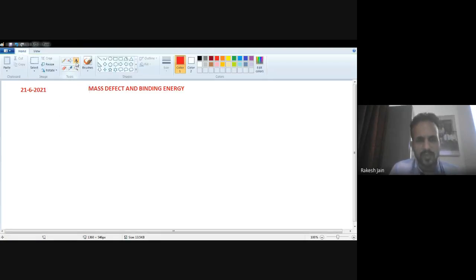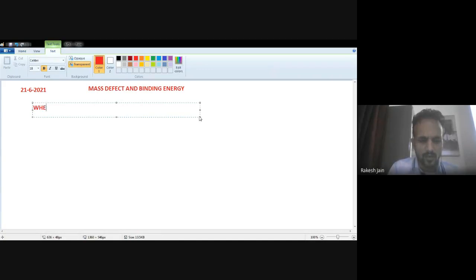First of all, what is the meaning of mass defect? Whenever neutrons and protons meet, or we can say combine, in the nucleus, there is some mass loss. That is known as mass defect. Mass defect means defect in mass, that is, loss in mass. So when will it happen? Whenever the neutrons and protons meet or combine in the nucleus.